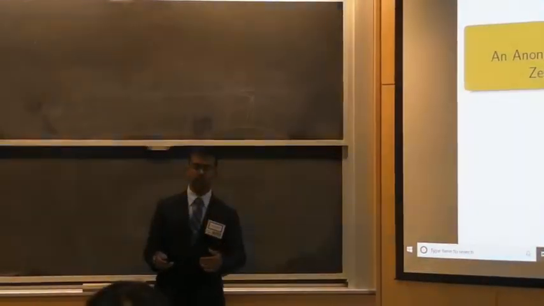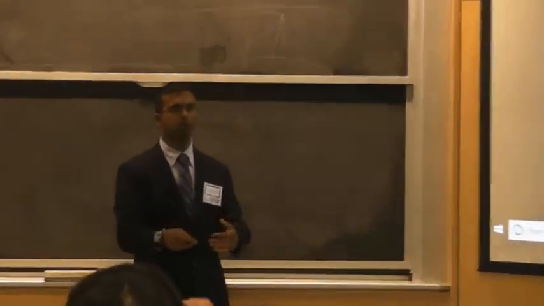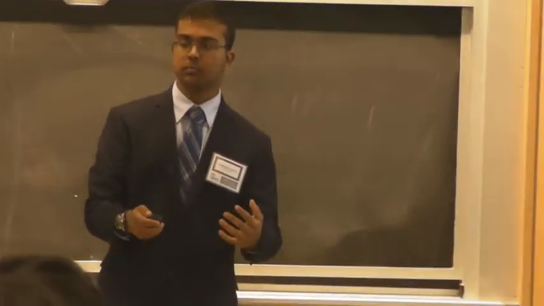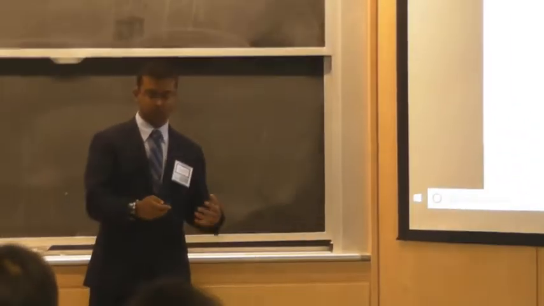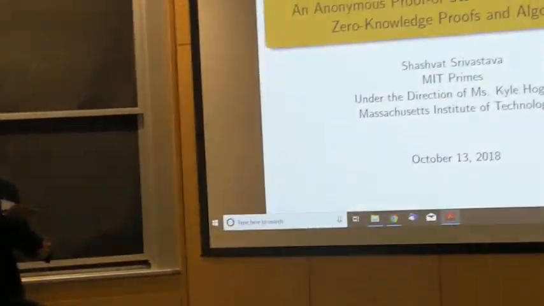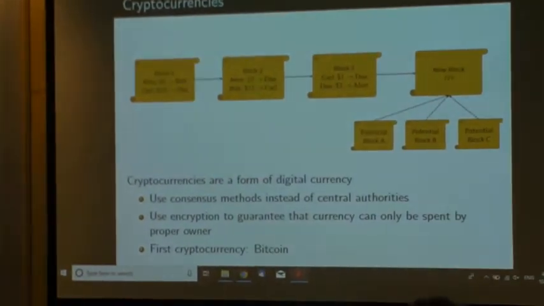Hi, I'm Shashvat, and my project was on creating an anonymous proof-of-stake cryptocurrency with zero-knowledge proofs and Algorand. Before I begin, I should probably explain what some of these terms are. Cryptocurrencies are a form of digital currency.